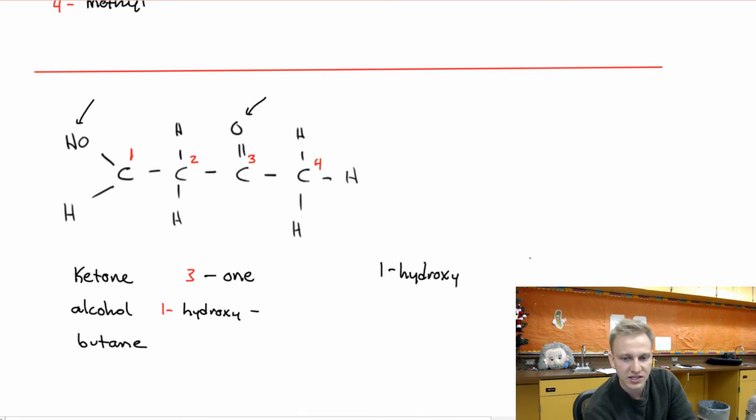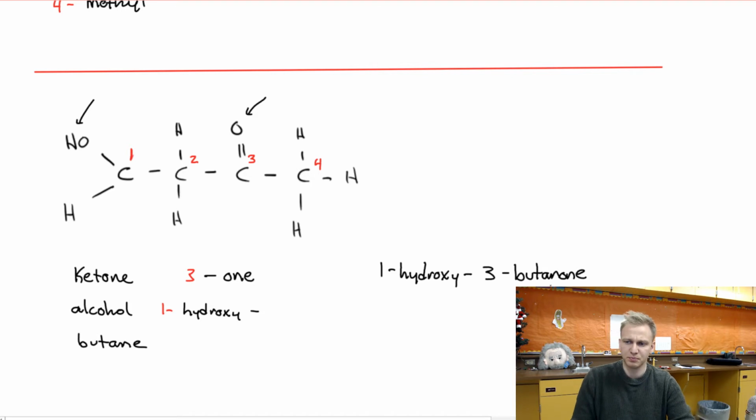And in this case, we do actually want to interrupt the hydroxy with the 3-butanone. So the butan isn't actually a functional group. It's just saying this is the main length of the carbon chain. And so where these numbers and words come together is that on carbon number 1, there's a hydroxy.